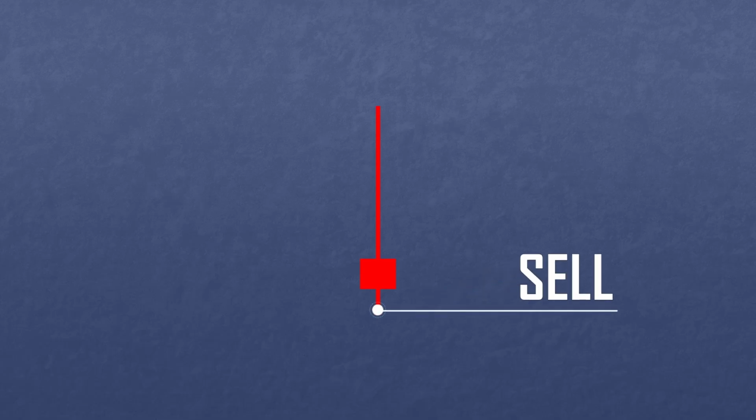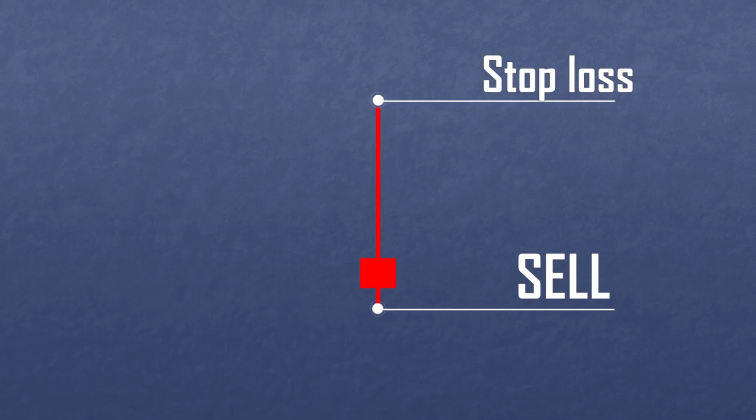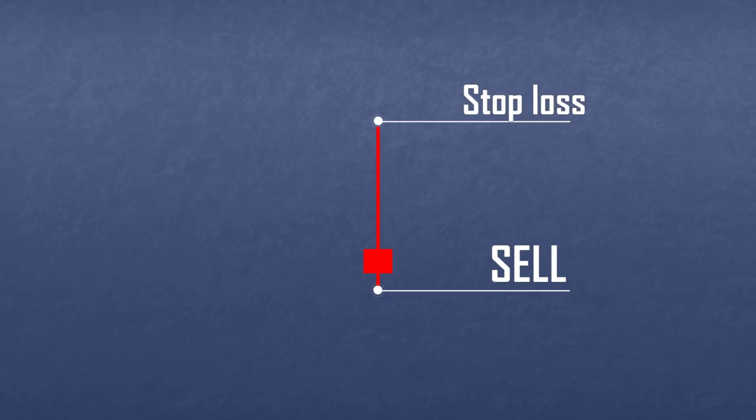Trading the bearish pin bar. If additional confirmation signals support the trend reversal, traders can place a sell order below the low of the pin bar, set a stop loss above the high of the pin bar, plan a take profit target at the next support level.